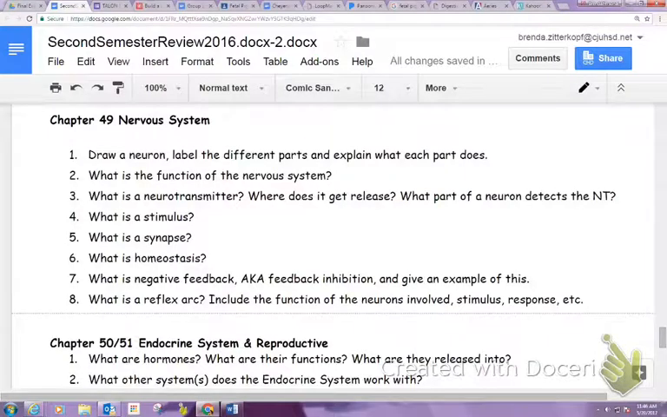Okay. So, we just talked about a neuron. Function of the nervous system: communication, control, coordination.